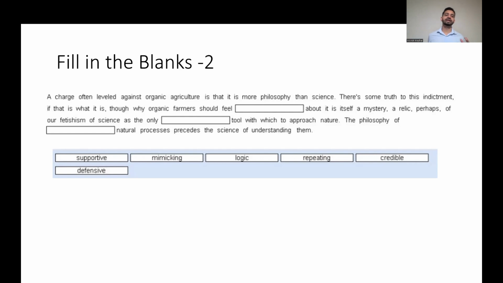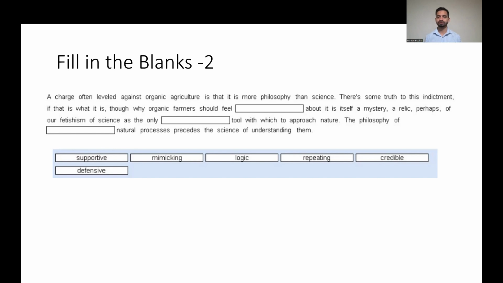So organic farmers is the organic culture. What are they trying to do? They're trying to defend it, right? So they're feeling defensive about it. Itself is a mystery, a relic perhaps of our fetishism of science as the only tool. So again, we're looking for an adjective, aren't we? Tool, what kind of tool? Is it repeating tool? No, so the adjective here is credible, isn't it?